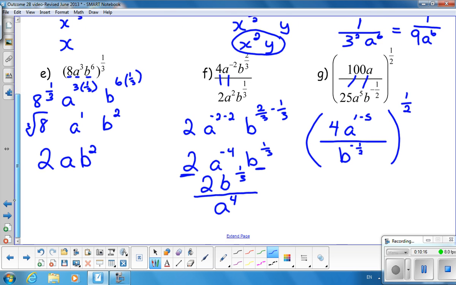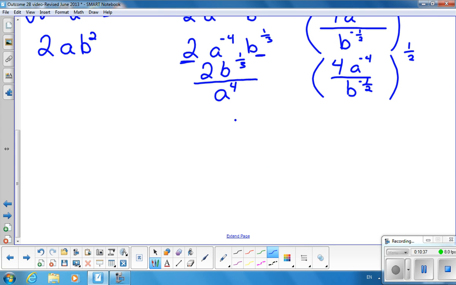Let's simplify some more inside those brackets. So I can't simplify 4. A to the power of 1 minus 5 will be negative 4 over b to the negative 1/2. I could deal with the negative exponents now, or I can deal with them later. So I'm going to leave them for right now. Let's now deal with this exponent outside of 1/2. That 1/2 has to go to all three bases. So I have a base of 4, I have a's, and I have b's.